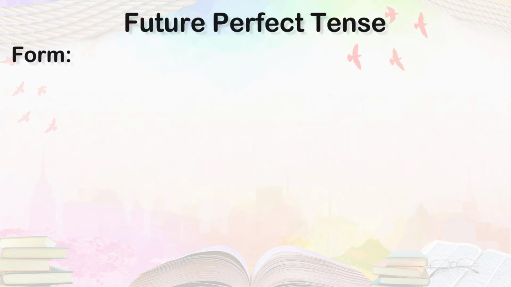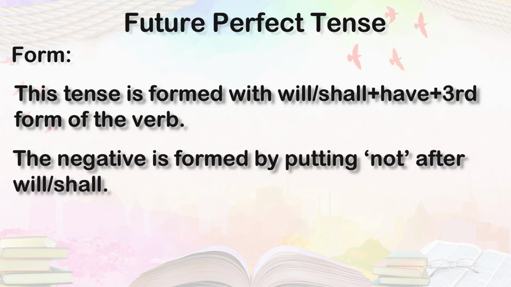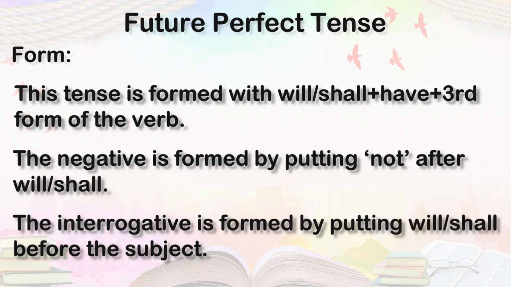Dear children, now let's have a look upon the rules and regulation of future perfect tense. This tense is formed with will, shall plus have plus third form of the verb. The negative is formed by putting not after will, shall. The interrogative is formed by putting will, shall before the subject.